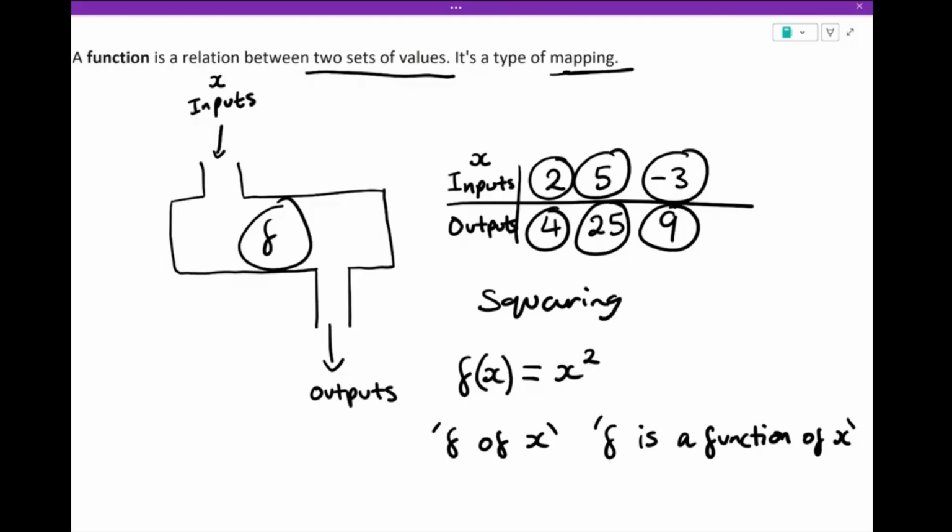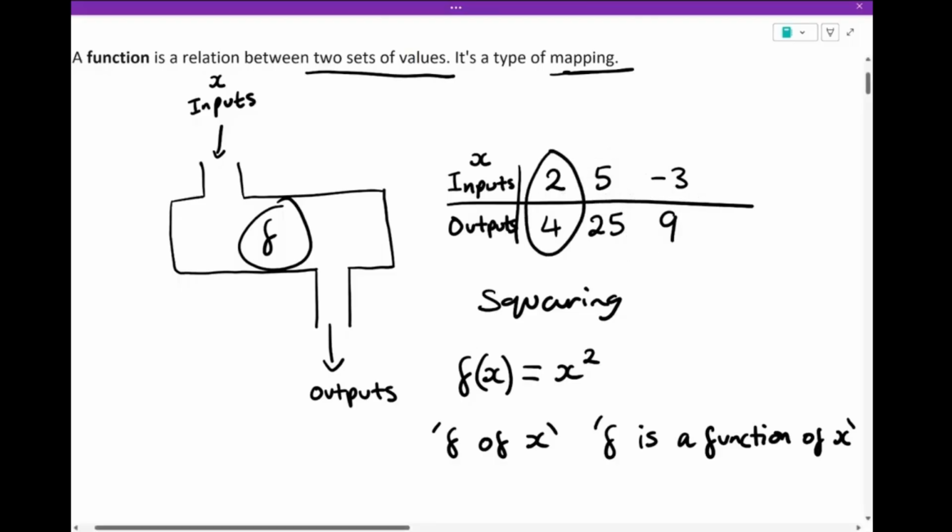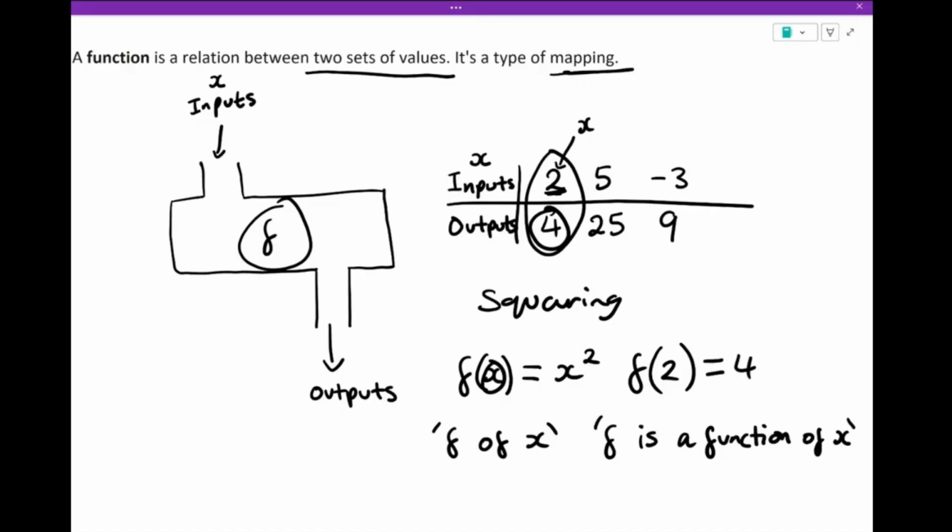Now what I'm going to do next is write out some of our inputs and outputs using the new notation that we've just talked about. So let's focus on this pair of inputs and outputs. Okay, so the input was 2, so 2 is your x. So what I can say is that f, and then in brackets, I'm going to put the 2, which is the x value. So I'm going to replace this x with the 2 up here. And that would be equal to my output, which is 4. So I would say that f of 2 is equal to 4.